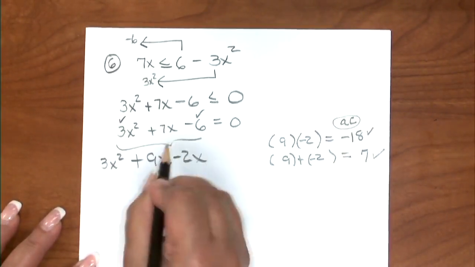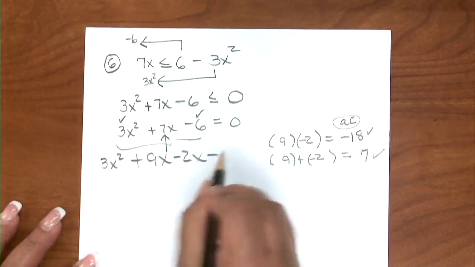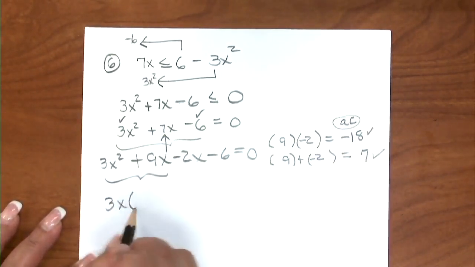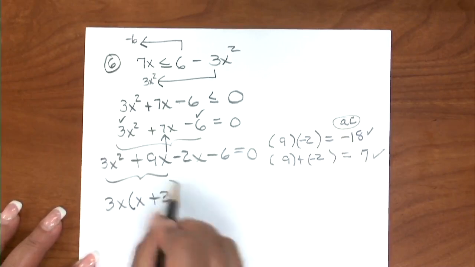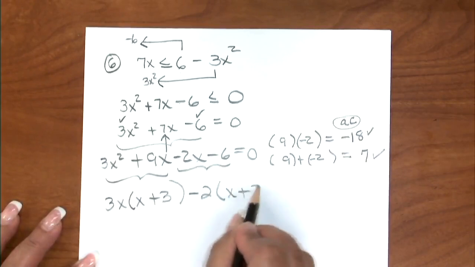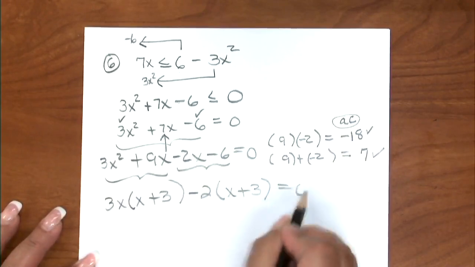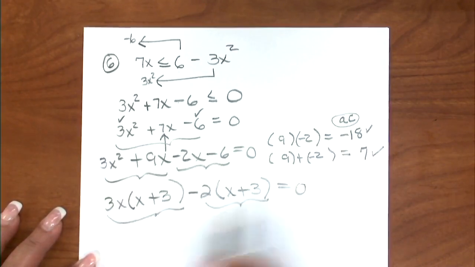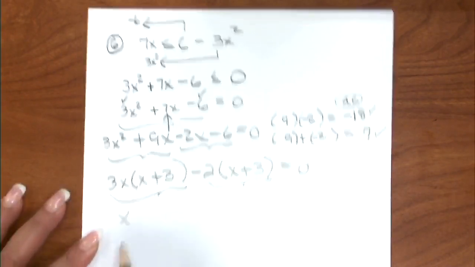Okay, there's your middle term right there. And then minus 6. Now factor by grouping. Take out 3x. This will be x plus 3. Take out -2. That'll leave you with x plus 3. And then look at this as 2 terms now. This will be one term. This is the other term. They both have x plus 3 in them.